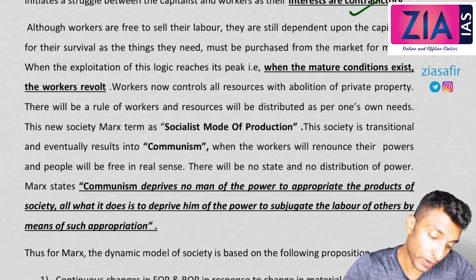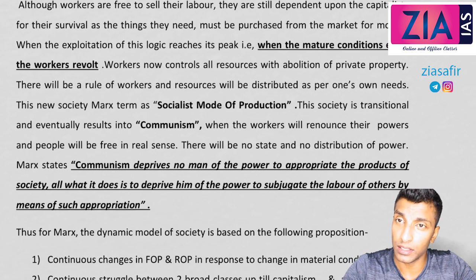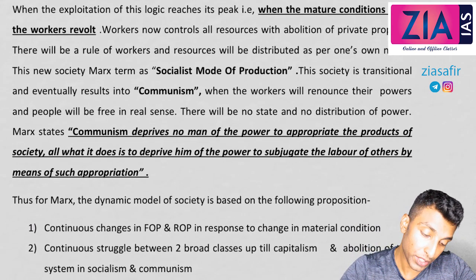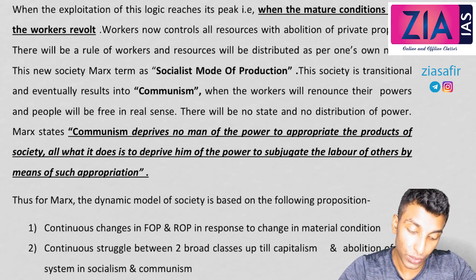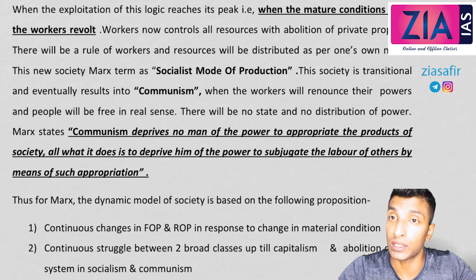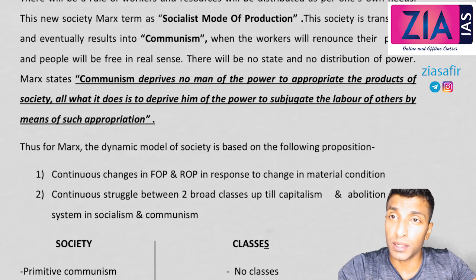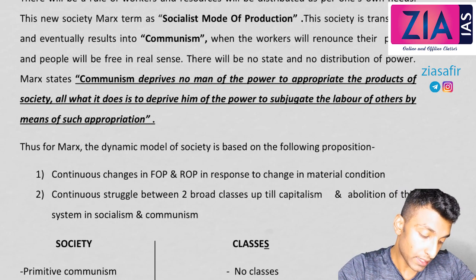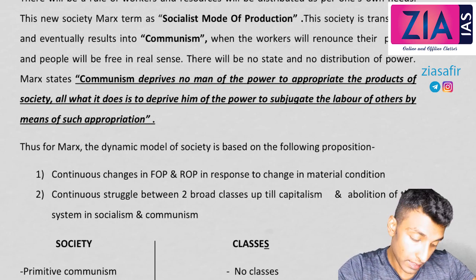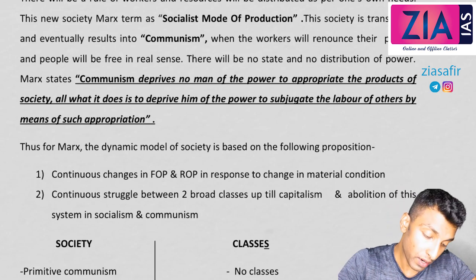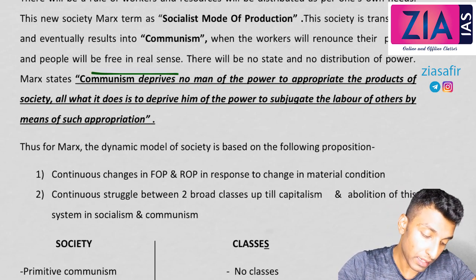So when the mature condition exists, the workers revolt. Workers now control all resources with abolition of private property. There will be a rule of workers and resources will be distributed as per one's own needs. This new society Marx termed as socialist mode of production. This society is transitional and eventually results into communism when the workers will renounce their power and people will be free in the real sense.